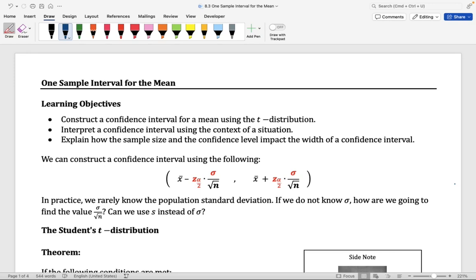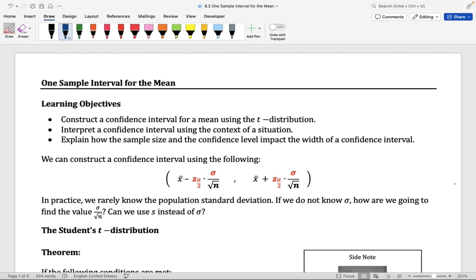We are now ready to construct a confidence interval. That will be the main focus of this lesson. As you can see, one of the learning objectives is to construct a confidence interval for a mean, and we're going to be using the t-distribution. I'm going to be introducing you to that distribution in this lesson.